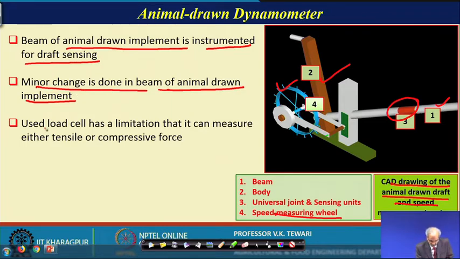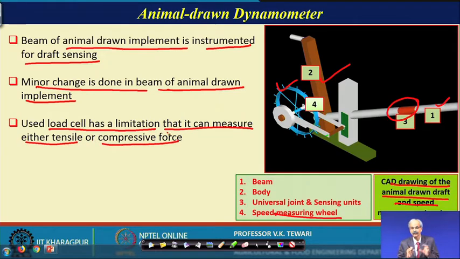So, the load cells used have a limitation: they can measure either tensile or compressive forces. This is very essential, and it is one of the limitations. Then we have to deal with it, because we are interested in finding out accurately what the value is when we are using an animal drawn equipment in the field.